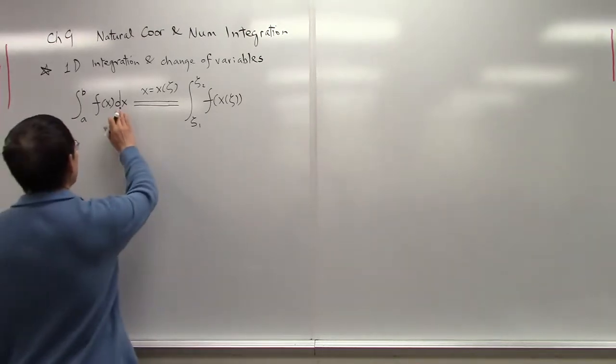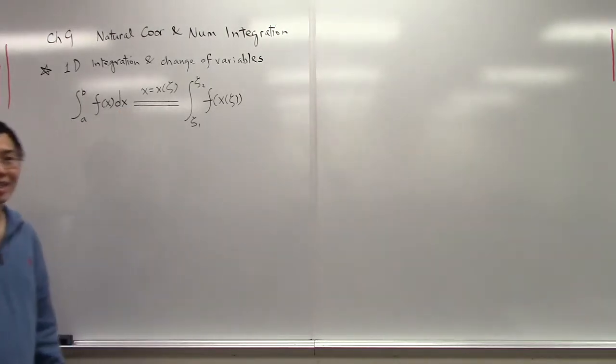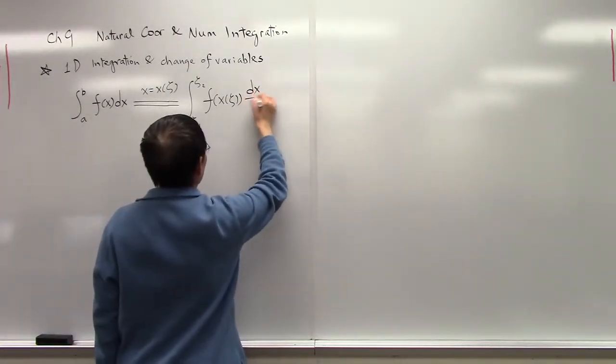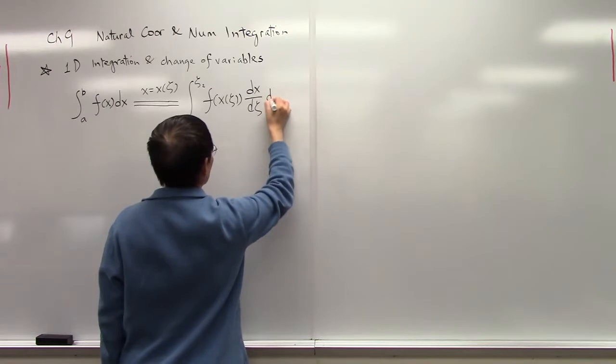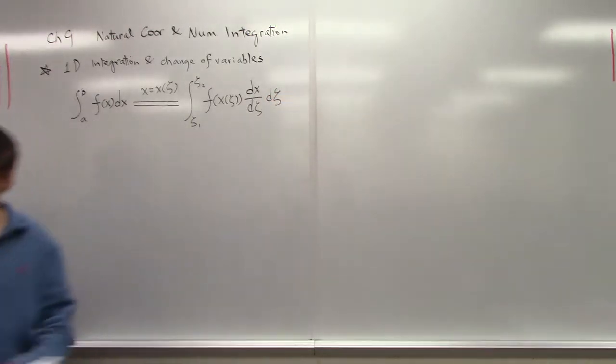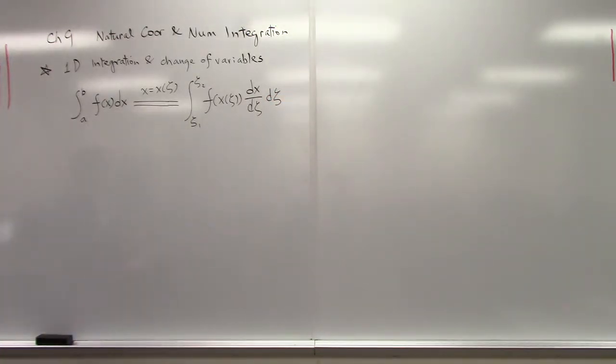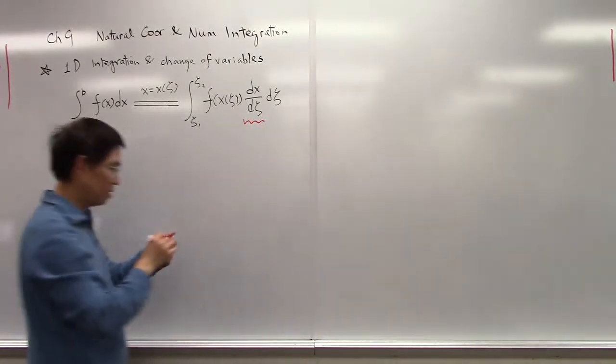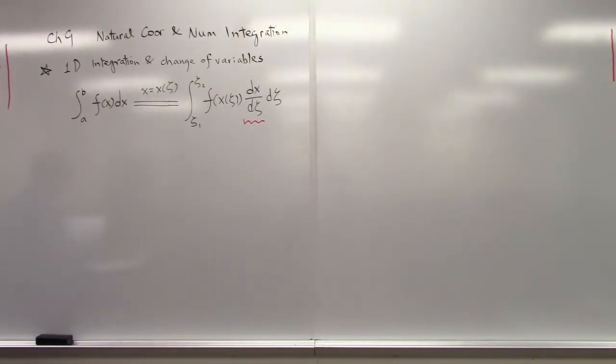And then here dx, we need to express as dx over d theta, and then d theta. And this is very important, so don't forget this thing. This is actually called the Jacobian. Okay?